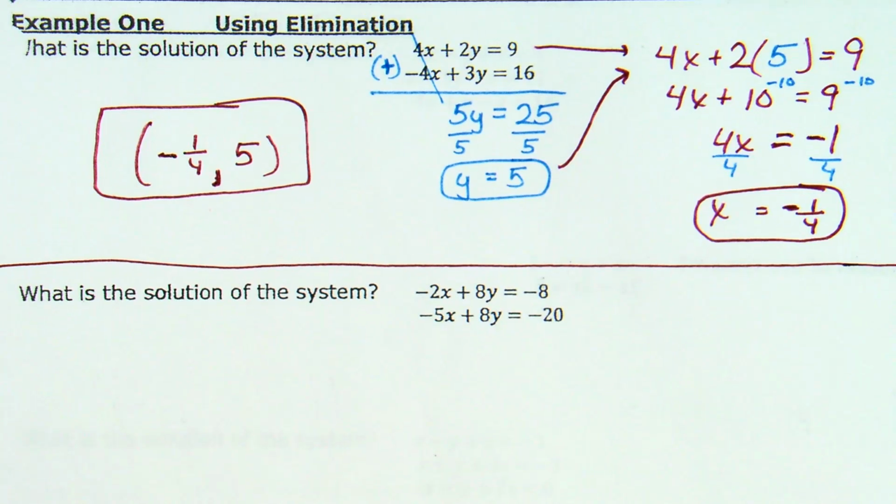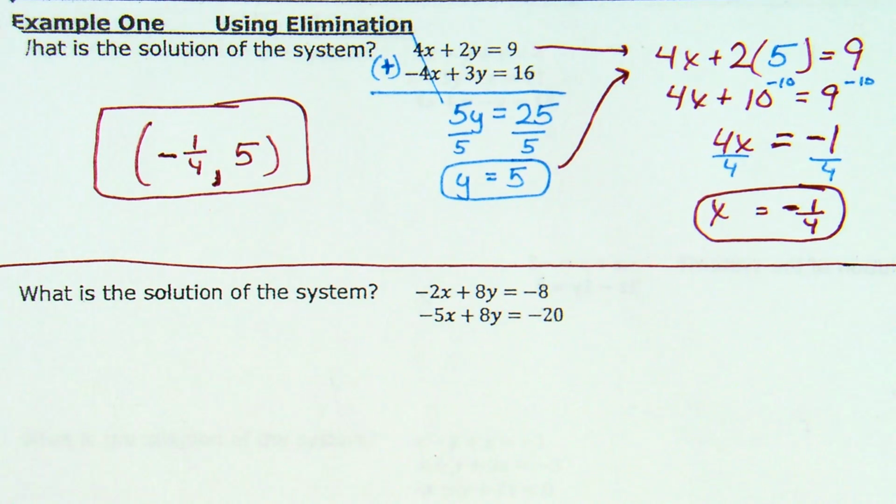Okay. All right, for the second problem. Negative 2x plus 8y equals negative 8. Negative 5x plus 8y equals negative 20. Okay, what's different here? Okay. So, Elena, what'd you say? The 8s are both positives.